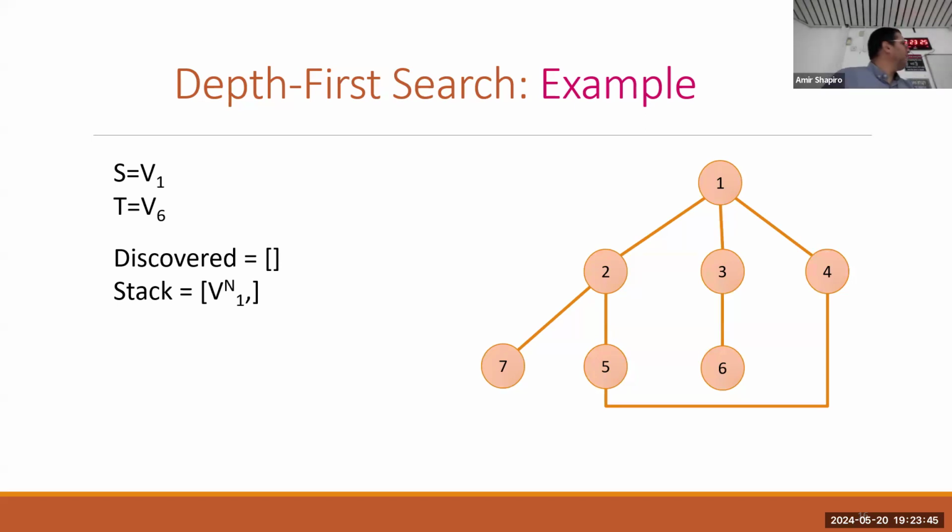Then from 1, we look at its neighbors. From 1, its neighbors are 2, 3, and 4. You see? Because we can get from 1 to 2, 3, and 4. So we add those to the stack: 2, 3, and 4 with back pointer to 1, because we get to 2 from 1. And we move the vertex 1 to the discovered list.